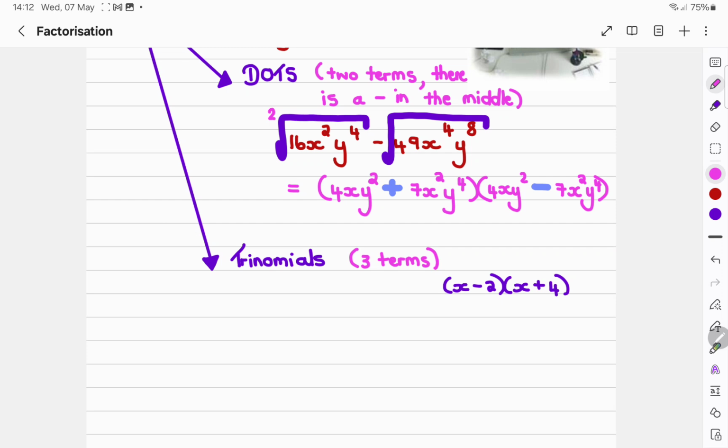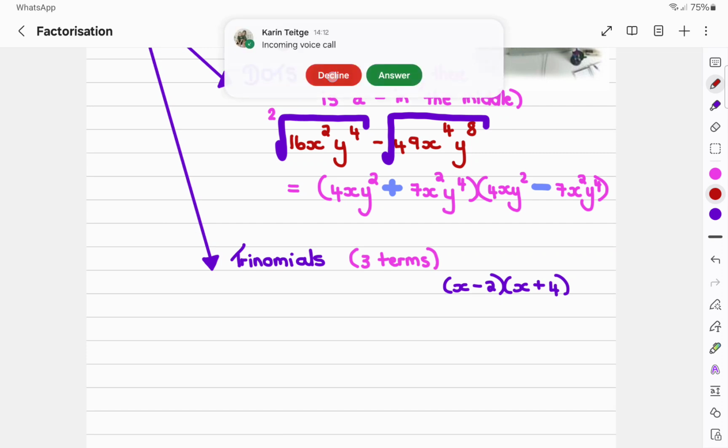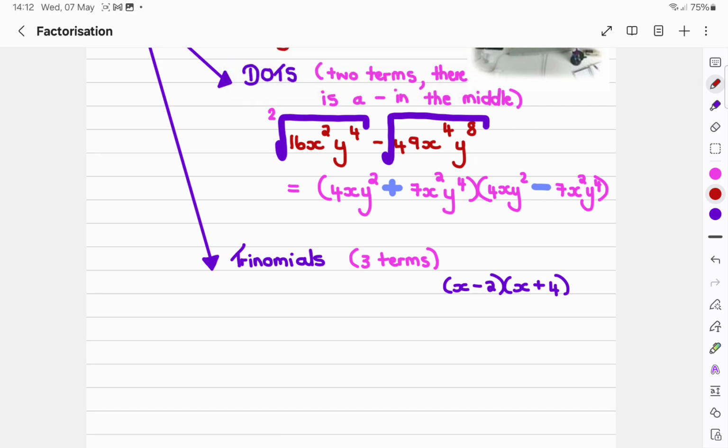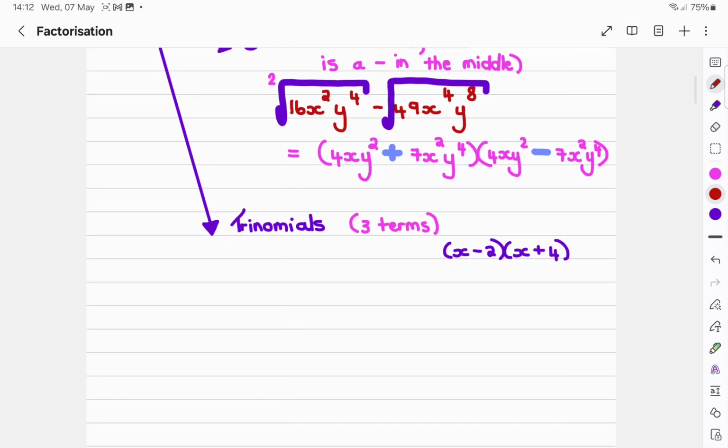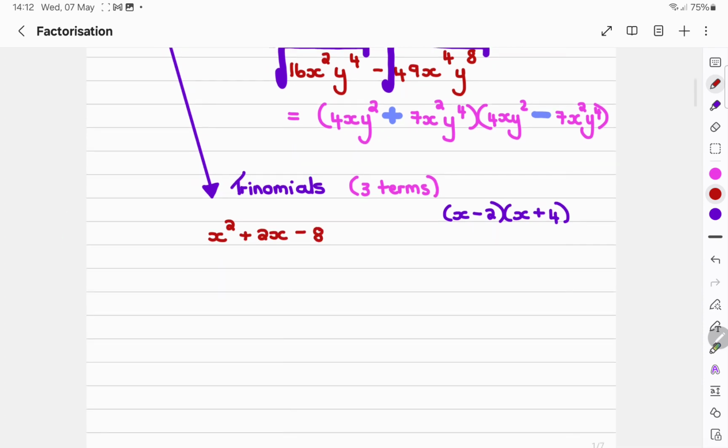Okay, and I know lots of teachers teach it differently with the signs. If you don't really have something that works for you, then I will recommend that you look at what I'm doing over here. All right, so an example could be x squared plus 2x minus 8. All right, so 3 terms. What do we do from there? We're going to put it into 2 brackets always.